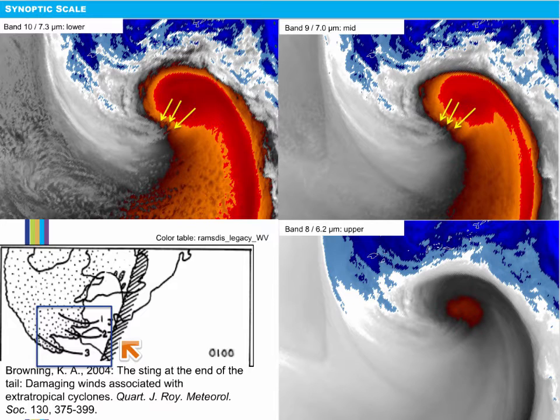The band that shows this feature the most clearly is the 7.3 micron band, which makes sense since the weighting function is the lowest in altitude of the three, providing more details where these clouds exist.